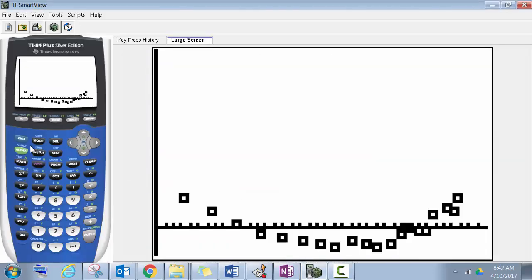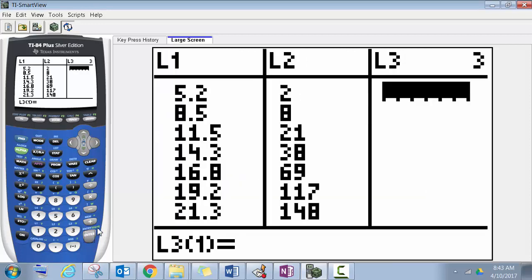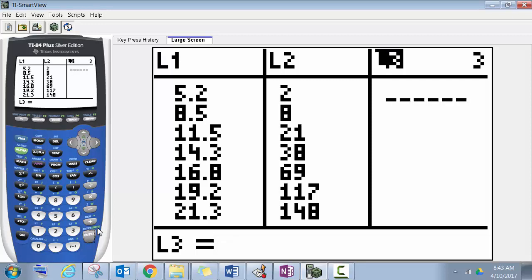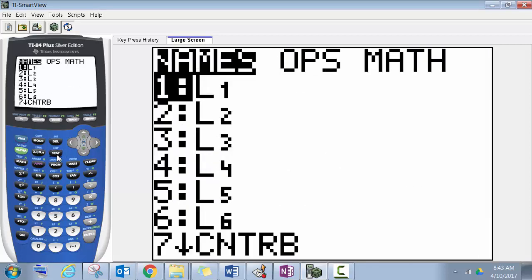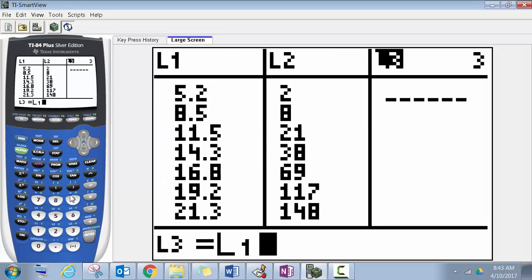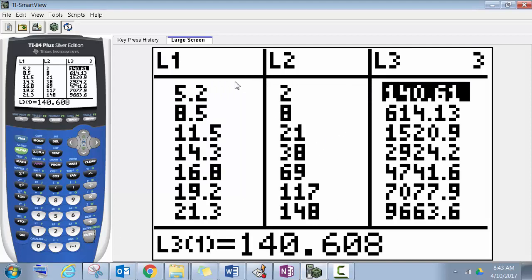So if we're on the 84, go back to our list, and in L3, we don't want to change anything in list 1 or 2. Arrow up to L3, hit enter, and then we're going to do L1 cubed. So second stat, L1, the caret key, cubed. And then what that's going to do is cube all the x values here, and we're going to graph that versus our y values, the weight.